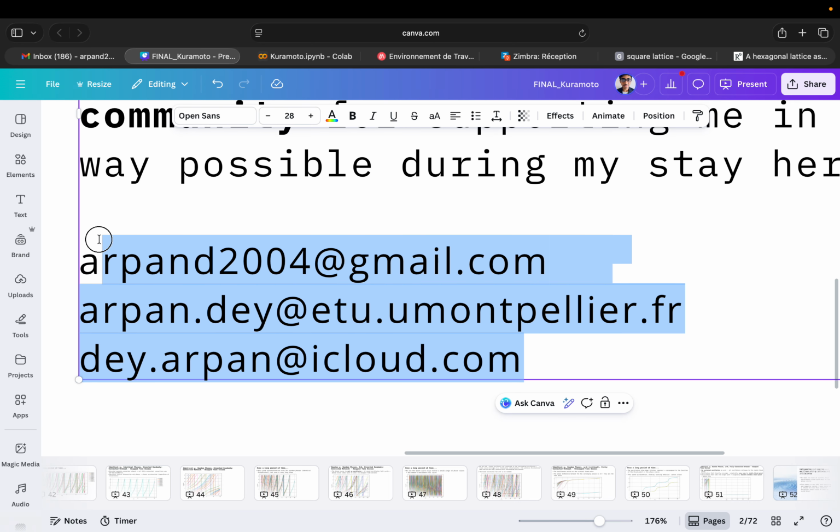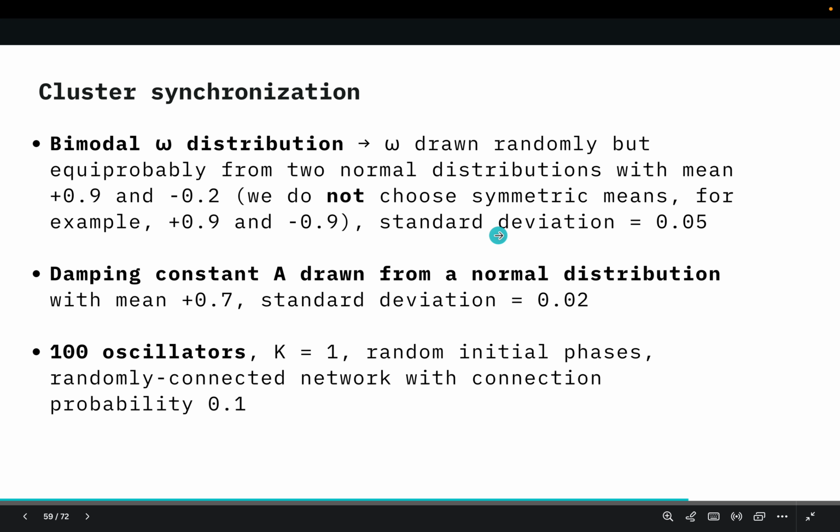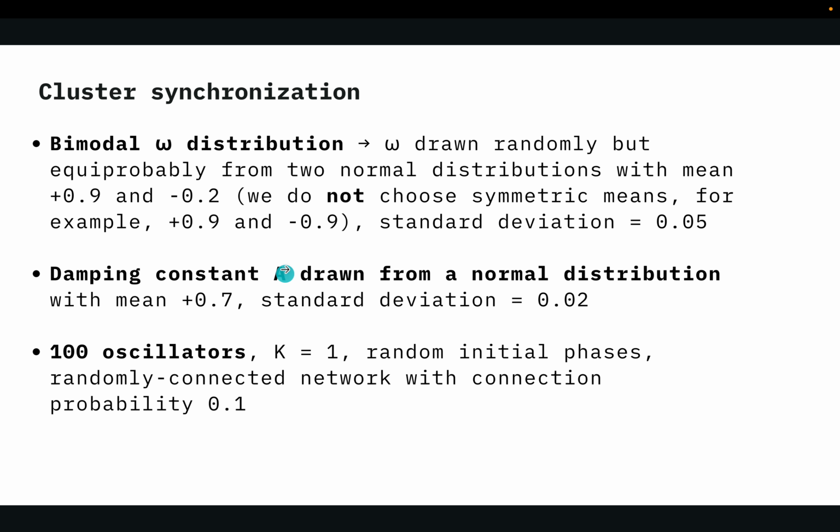Now, yeah, so this is it, the bimodal omega distribution. And this is also important: since we want real clusters now, we don't fix a as a constant. This time we also draw a from a normal distribution. So this is a very complex system.